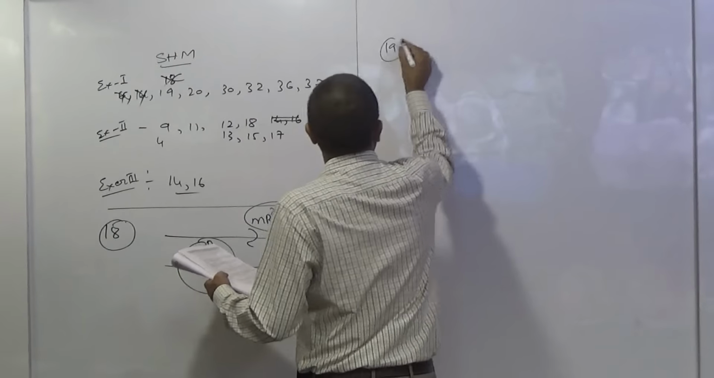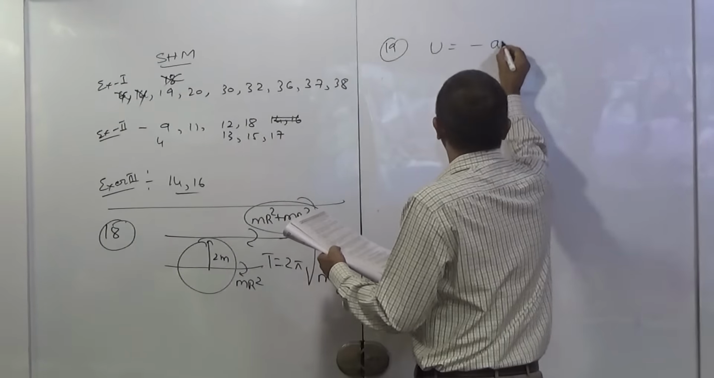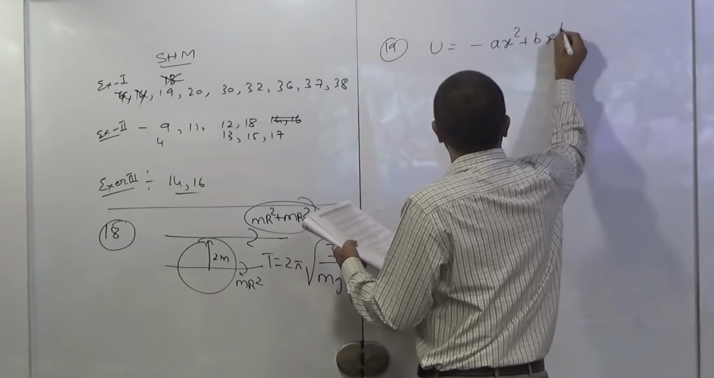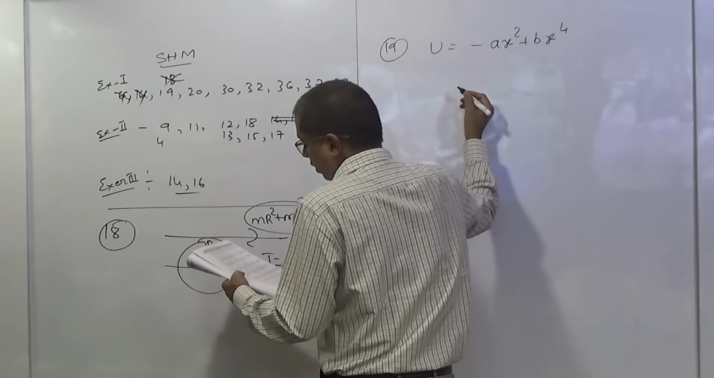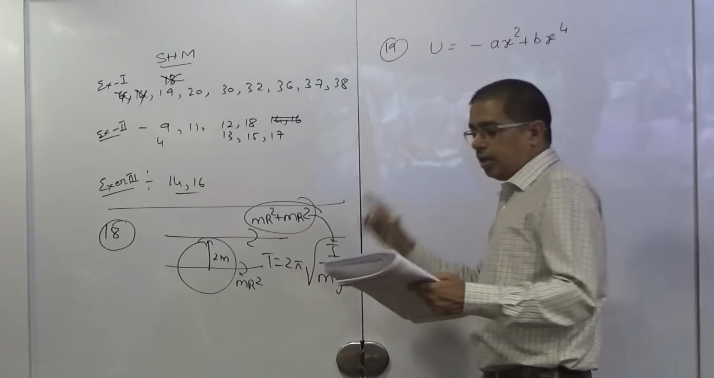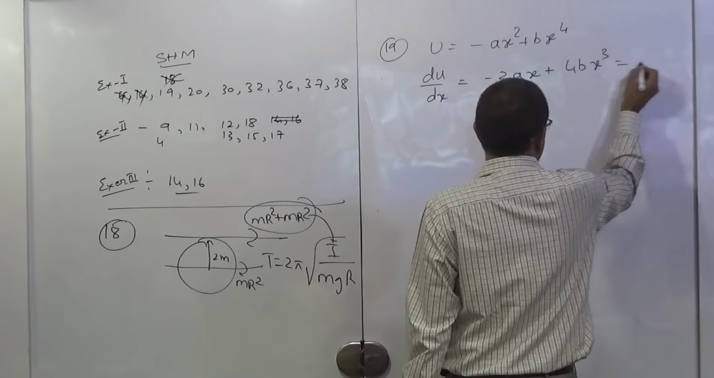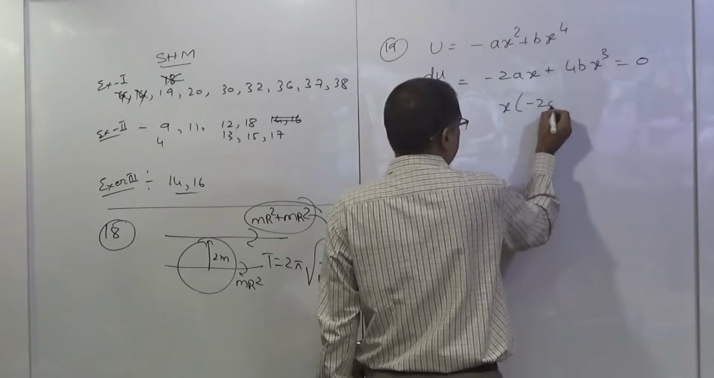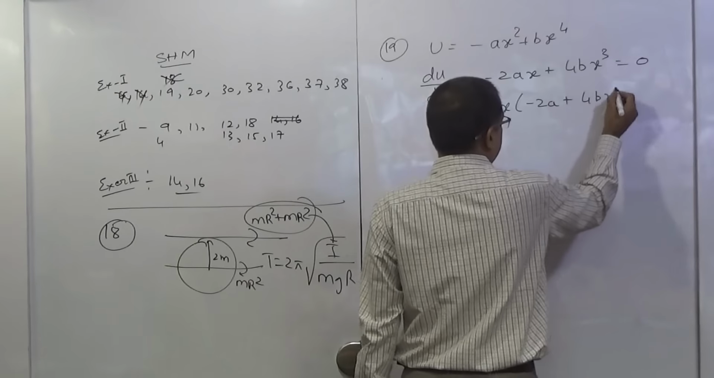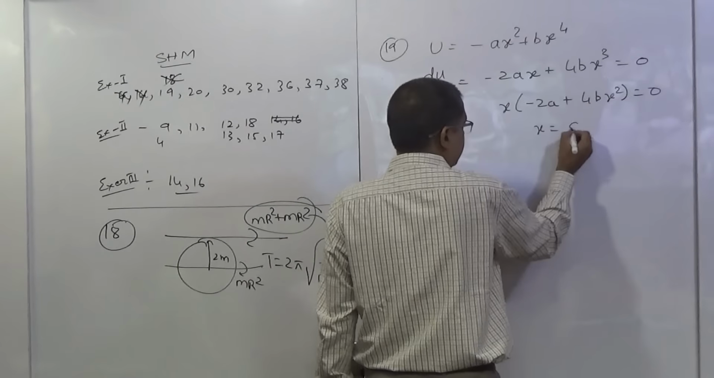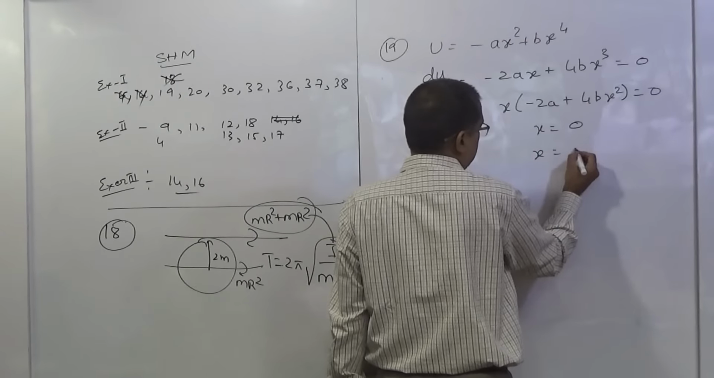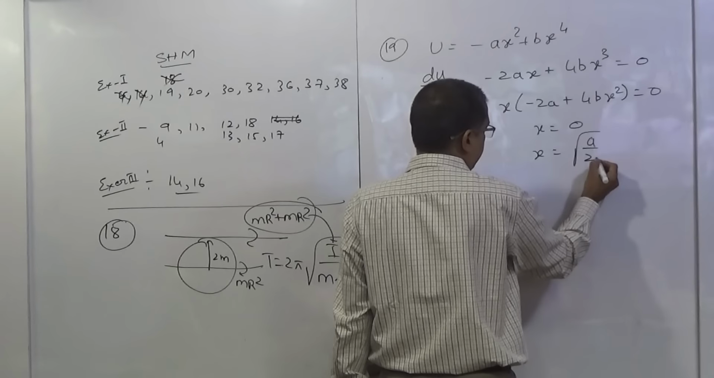19. Potential energy U is minus a x square plus b x to the power 4. A and B are constants. Find the angular frequency of small oscillations about the minimum of the potential energy. First of all, dU by dx is minus 2ax plus 4bx cube equals 0. x into minus 2a plus 4bx square is 0. x equal to 0, x is equal to under root a by 2b.